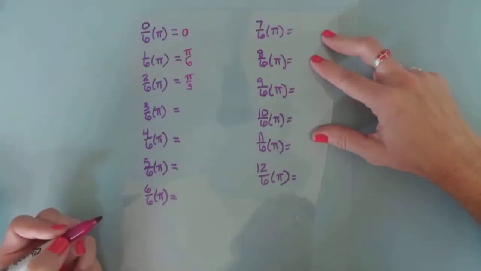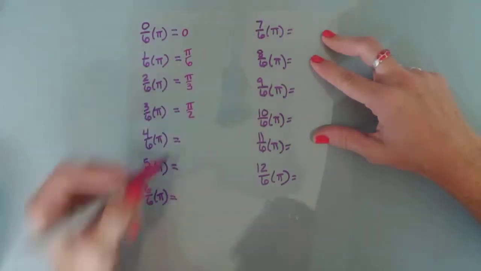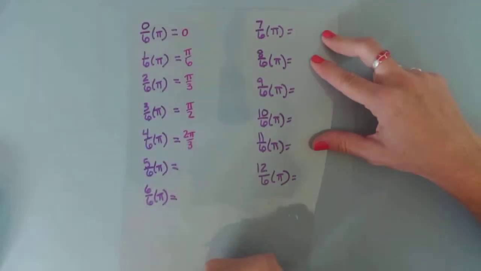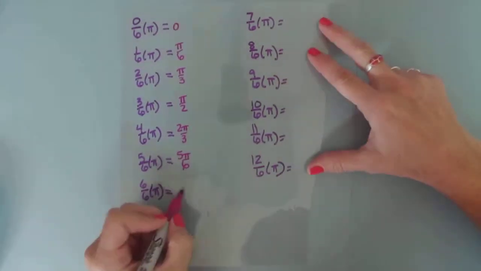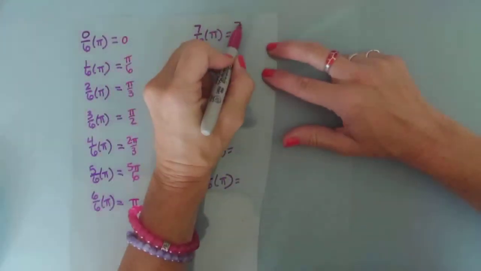2/6 pi reduces to pi over 3. 3/6 pi reduces to pi over 2. 4/6 pi, 2/3, or 2 pi over 3. 5/6 pi, 5 pi over 6. Here we have pi. And it just keeps on going.